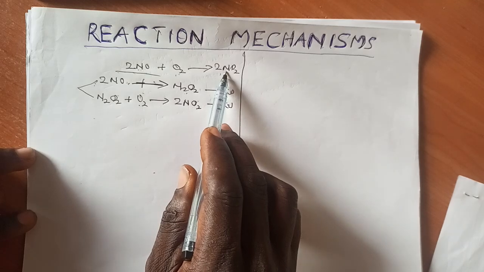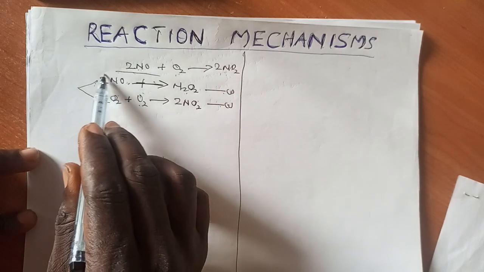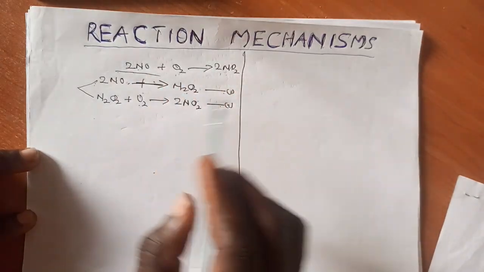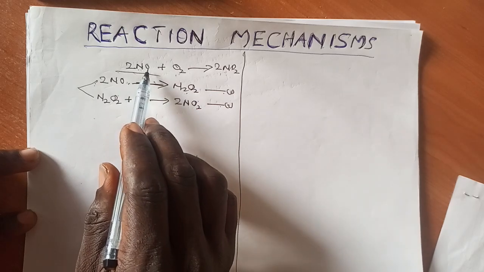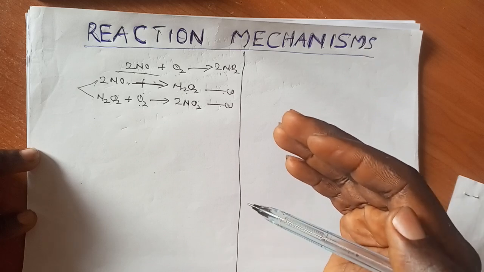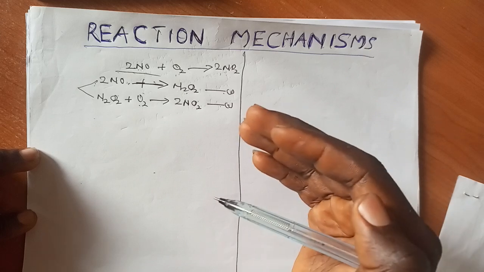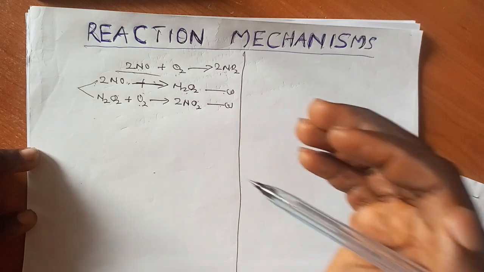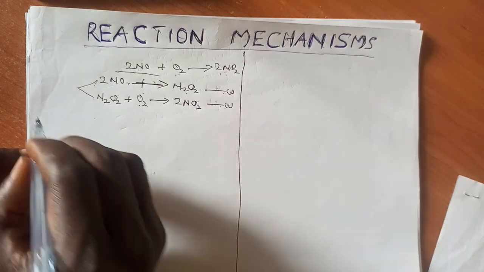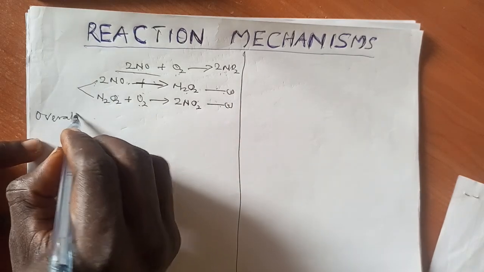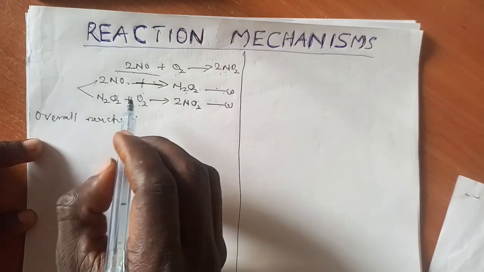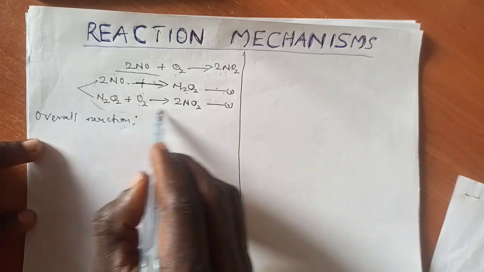And how you will know is when you add this reactant together and this product together, you will see it will give you what you have here, which will give you back the overall reaction. This means that when you add the elementary steps or elementary reactions together, it will give you the overall reaction. If this is my step one and this is my step two, how do I have my overall reaction? My overall reaction is gotten by adding the elementary reactions together.